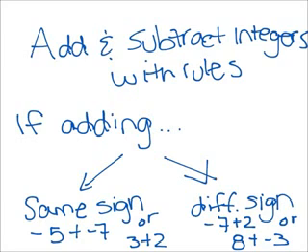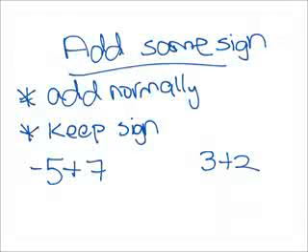So if you look at the first one, guys, if we're adding, there's two different possibilities. We might be adding same sign, or we might be adding different signs. So we're first going to take a look at what happens when you're adding the same sign. I gave you two examples: -5 plus -7, or 3 plus 2. Let's look at what we would do.